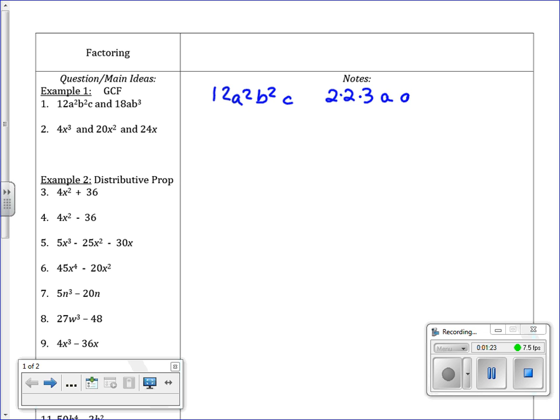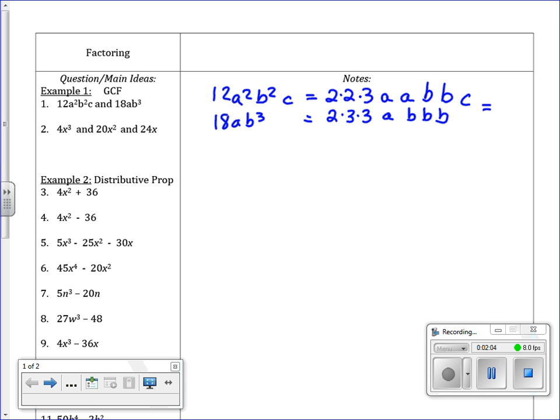And then the factors of a squared are a and a, then the factors of b squared are b and b, and of course the factor of c is c. So I factored this entire monomial out completely. Now I want to factor out 18ab to the third. That's going to equal, let's see, the factors of 18 are 2 times 3 times 3, 2 times 9, and then we have 1a, and then I have 3 b's, b, b, b.